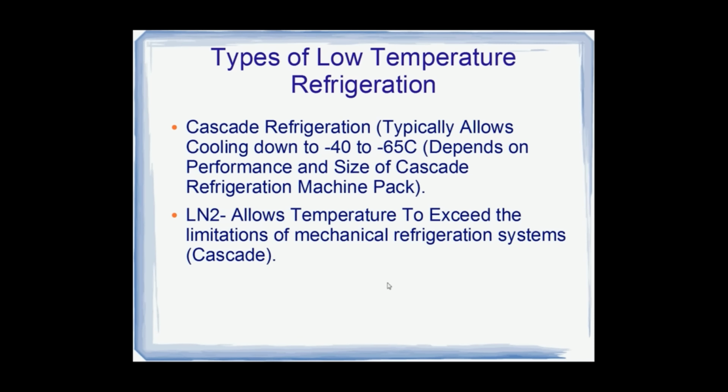So you could use these two systems separately, or you could use them in tandem together. You could have your cascade system get you to -65 C or -40 degrees C, and once you've reached the limitation of your mechanical refrigeration system, you could turn on your LN2, and turn off your cascade system, and it would allow you to achieve temperatures that go past the limitations of a mechanical refrigeration system. So depending on your application, you could either use a cascade refrigeration system, an LN2 system, or a combination of both.